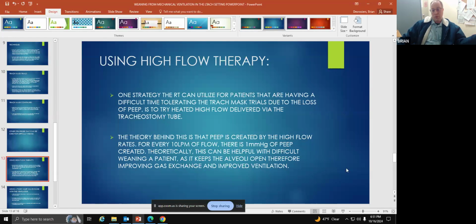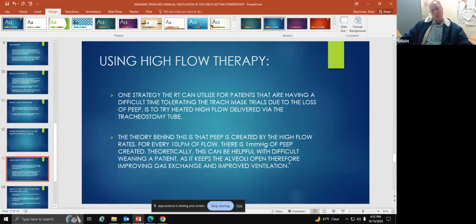Then we can wean them further from the high flow to the trach mask, because in theory the patient should regain some element of physiologic PEEP as they get stronger and start to wean off the high flow. So that can be helpful for difficult weaning patients.